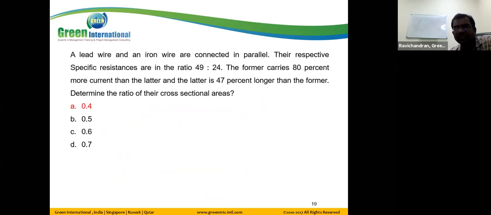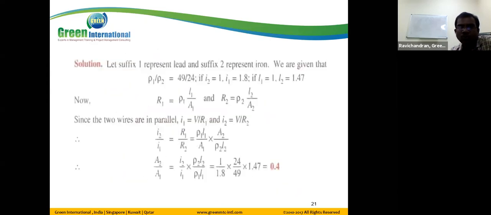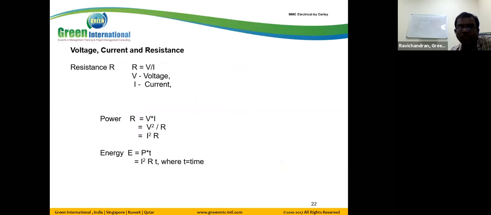Similarly, we have different problems like this. There are 5 to 6 problems already in Ravi's PowerPoint PDF file, and that file has 3 to 4 problems. Okay, now we go to the next one.